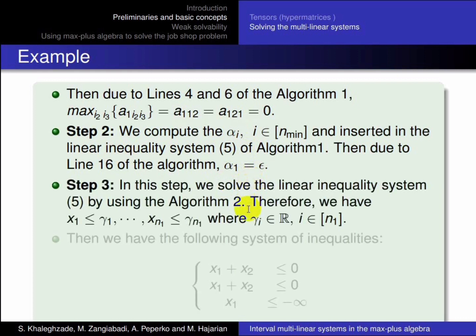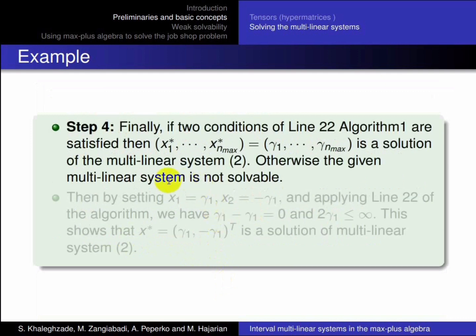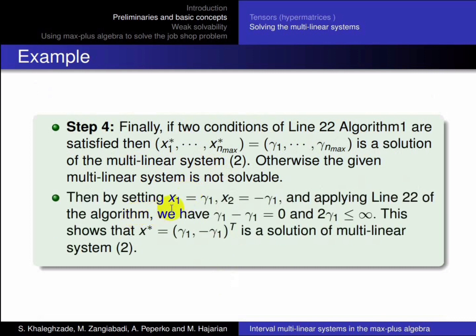In this step we solve the linear inequality system by algorithm 2. Therefore we have these inequalities. So in this example in the linear inequality system, finally we check two conditions, and if the two conditions are satisfied, we have x1 equals gamma 1 and x2 equals minus gamma 1, and x star is a solution of the multilinear system.